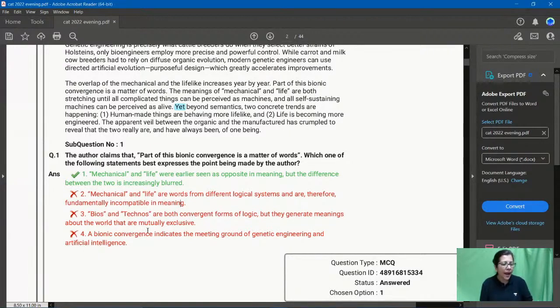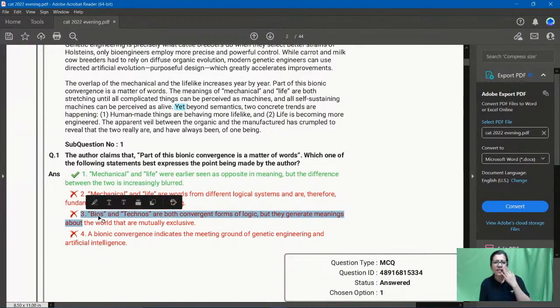Then option 3. Bios and technos are both convergent forms of logic. Okay. But they generate meanings about the world that are mutually exclusive. चलो रख लेते हैं option 3. कुछ mutually exclusive बोला है, overlap बोला है. I'm a little confused. Okay. So options 1 and 3 are what I'm left with.